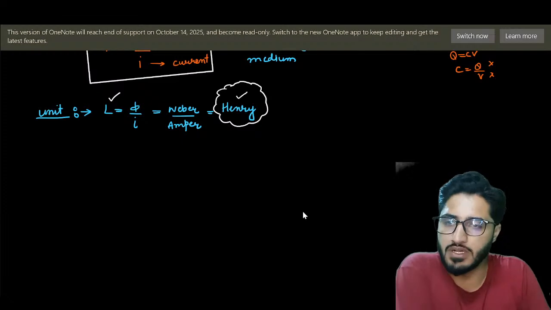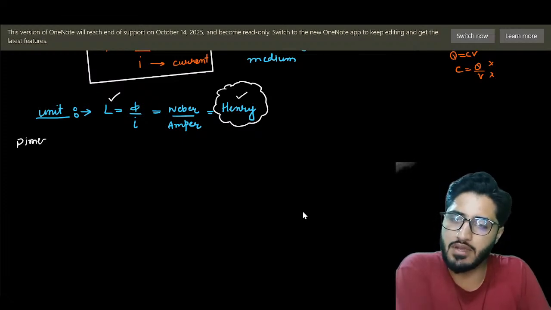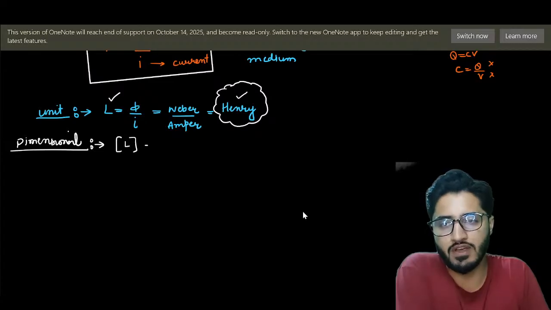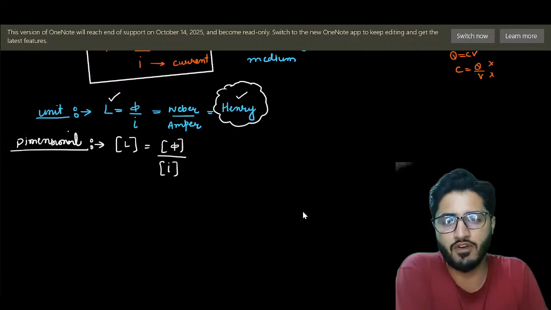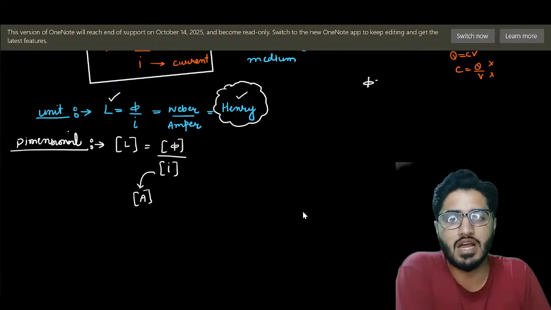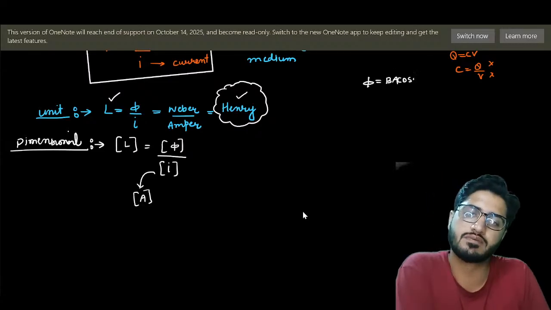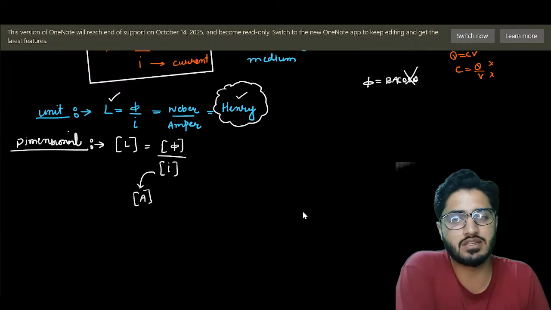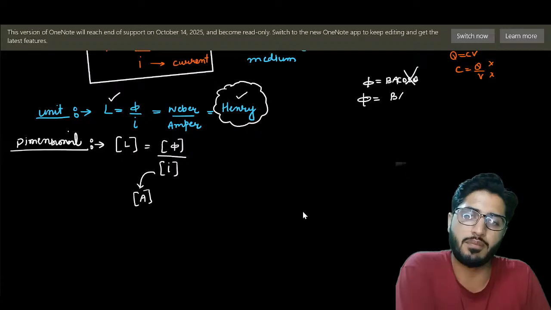The dimensional formula. How to write the dimensional formula of my L? The dimensional formula of L is the dimensional formula of flux divided by the dimensional formula of current. The dimensional formula of current is easy, it is A only. But what is the dimensional formula of flux? Flux is B A cos theta. There is no unit for cos theta. Trigonometric ratios don't have any dimensional formula. So flux is the dimensional formula of B times A.